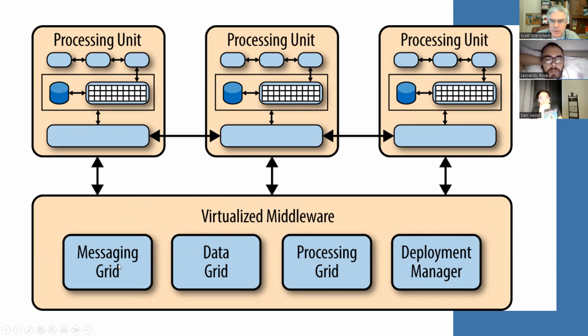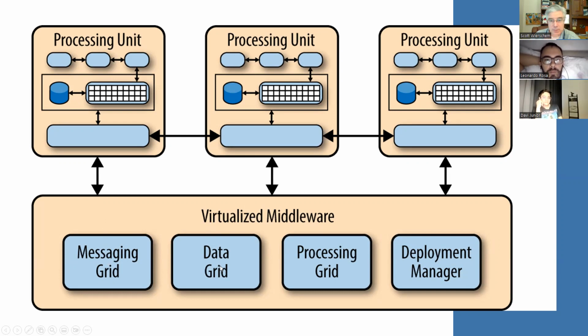Your messaging grid manages the input requests and the session information. It receives a request, determines which active processing unit is available to handle the request, and passes that on to the processing unit.